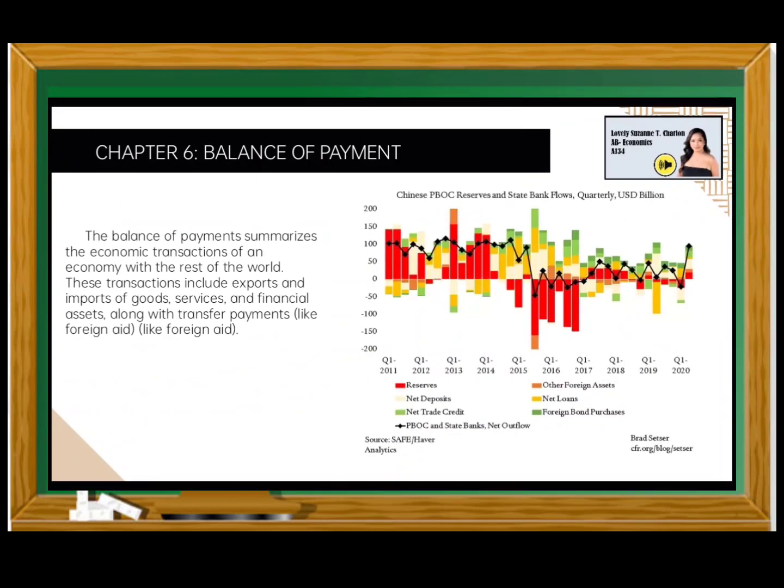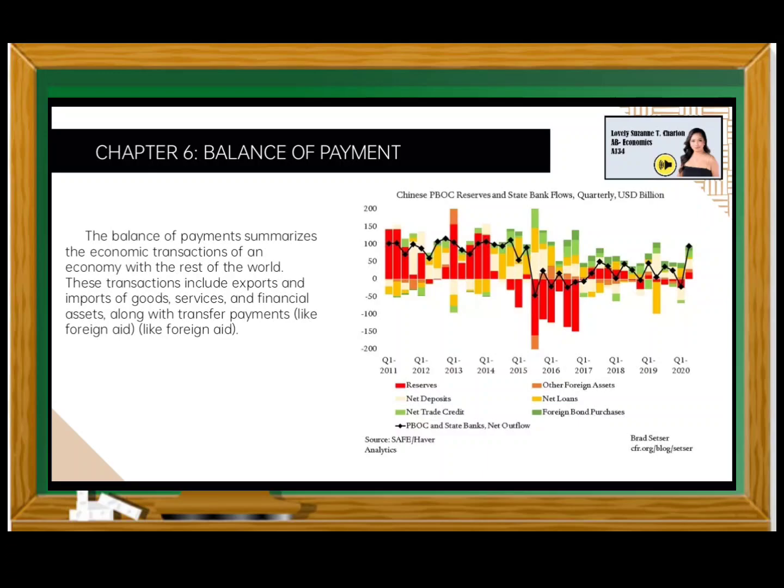Chapter 6, Balance of Payment. The balance of payment summarizes the economic transactions of an economy with the rest of the world. These transactions include exports and imports of goods, services, and financial assets along with transfer payments like foreign aid. The figure below shows that China's second quarter balance of payments data points to a significant increase in foreign asset accumulation of the state banking system.